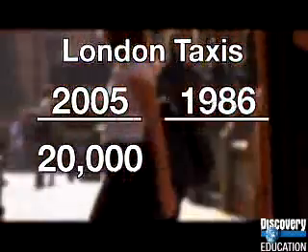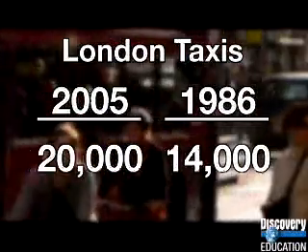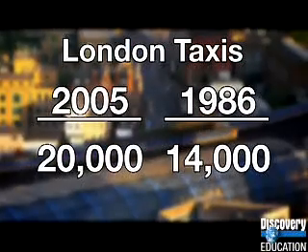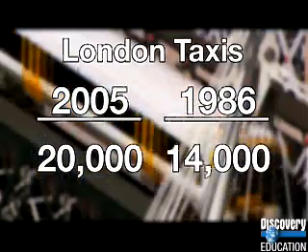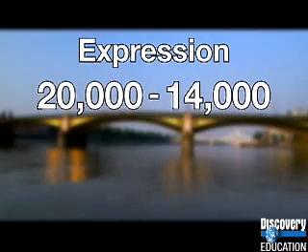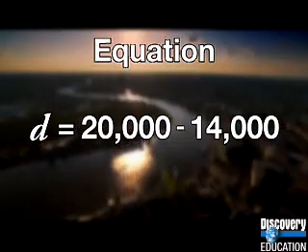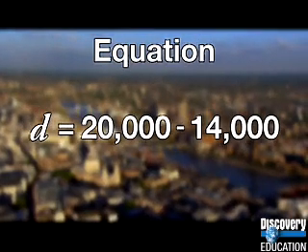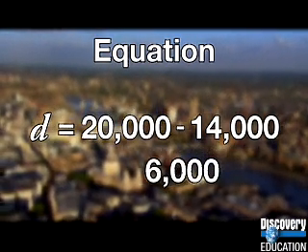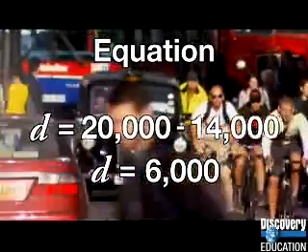In 1986, there were only 14,000 taxis rolling through London's streets. The simple expression for this would be the number 14,000. We can express the change in the number of taxis with a more complicated expression using subtraction. 20,000 minus 14,000. Let's call this difference d and write an equation that says d equals 20,000 minus 14,000. The value of the expression on the right is 6,000. So we can write an equivalent equation as d equals 6,000. These equations are two ways mathematically to represent the change in the number of taxis in London between 1986 and 2005.